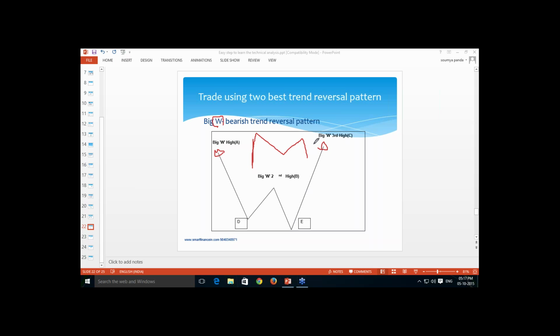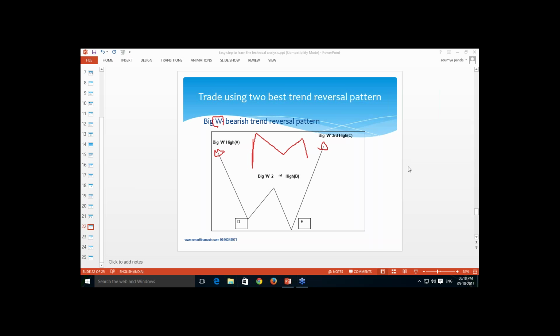This is a bearish trend reversal pattern, meaning previously the trend was bearish, and now the trend is going to change from bearish to bullish. This is called your big W pattern, bearish trend reversal pattern. Similarly, the bullish trend reversal pattern is known as your big M. Specific protocols are followed for forming these particular patterns.